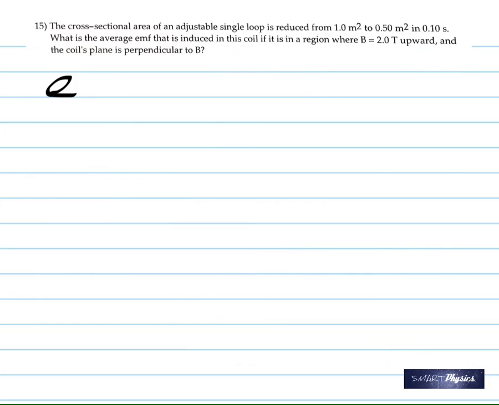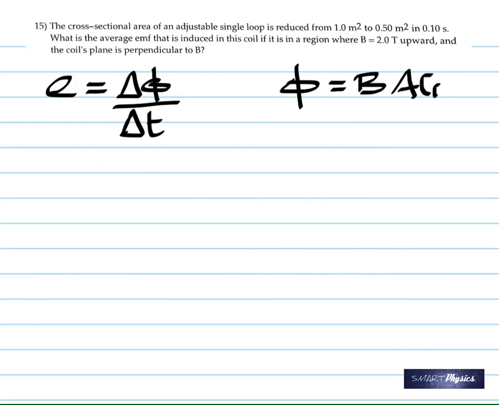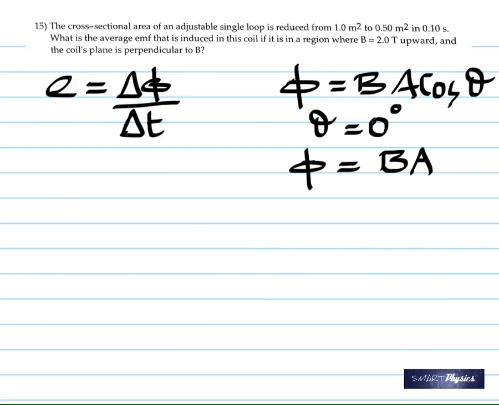in 0.1 seconds. What's the EMF induced if B is 2 Tesla upward? Okay, according to Faraday's law of electromagnetic induction, induced EMF is delta phi by delta T, but magnetic flux is the dot product of B and A, which is BA cos theta. In this case, theta is 0 degrees. Do remember that theta is always taken between the magnetic field and the perpendicular drawn to the plane. That's why it's 0 degrees. Therefore, phi is BA.